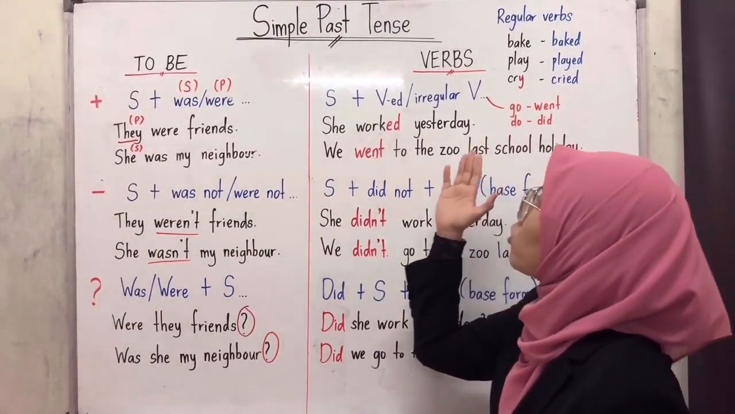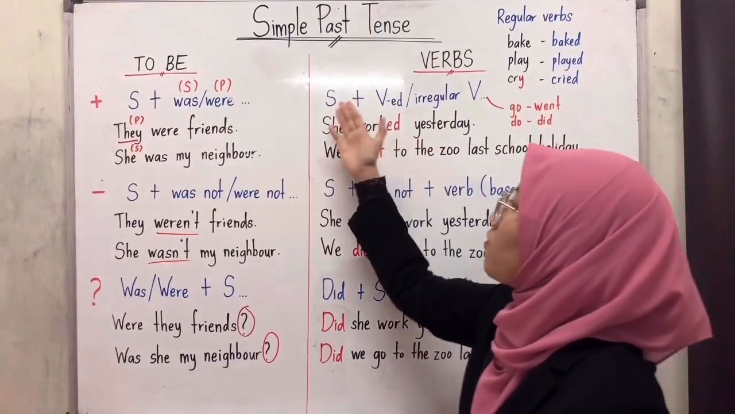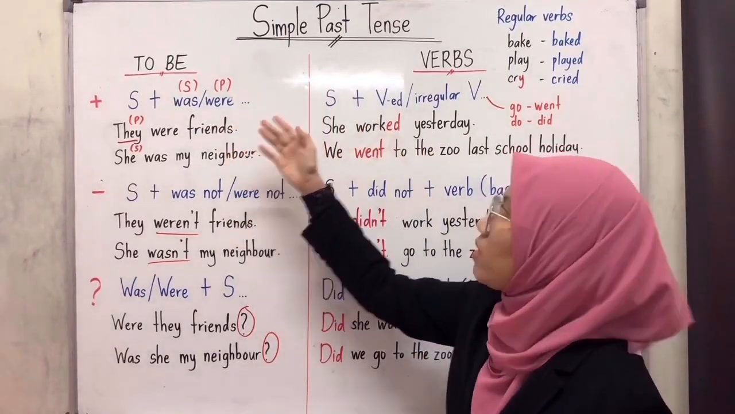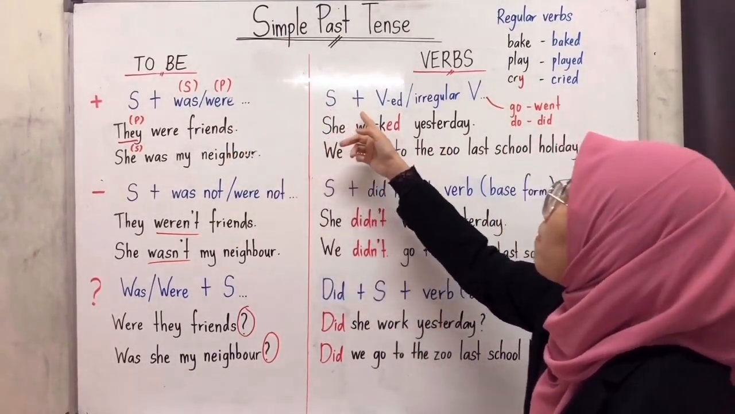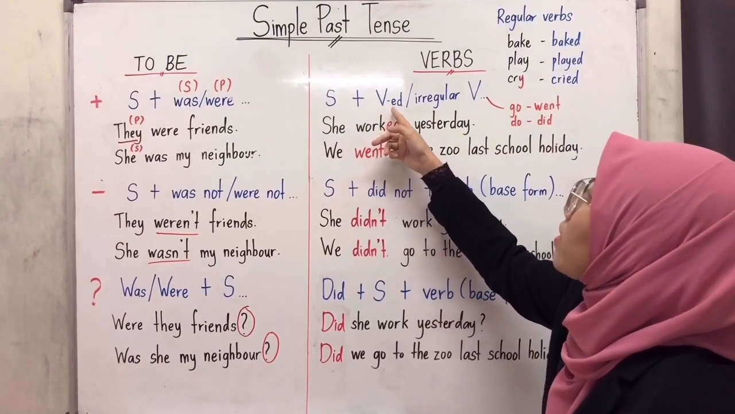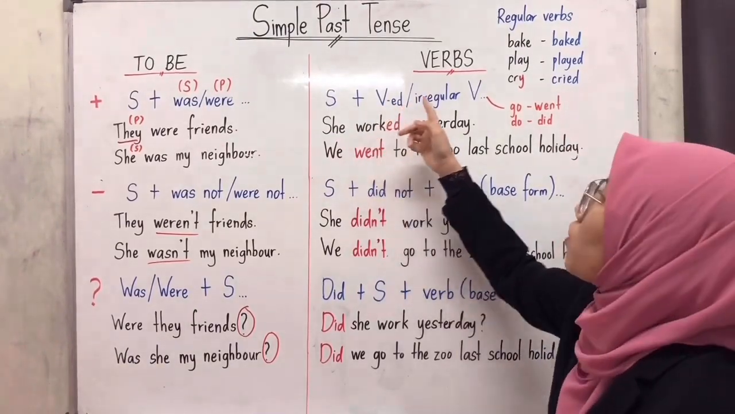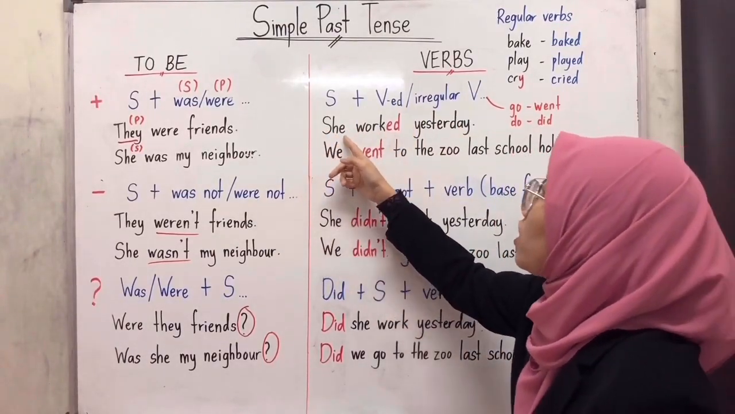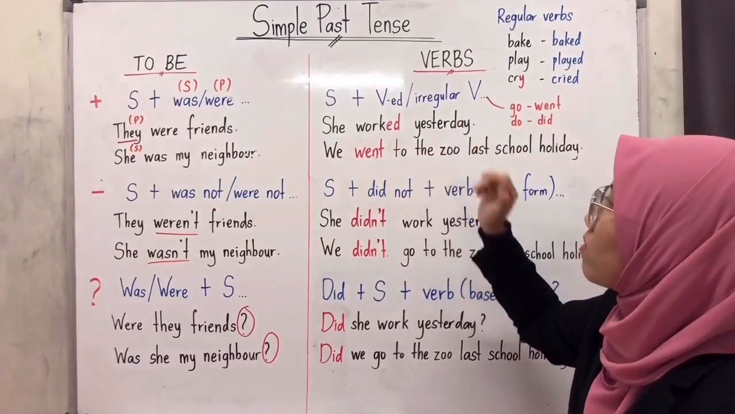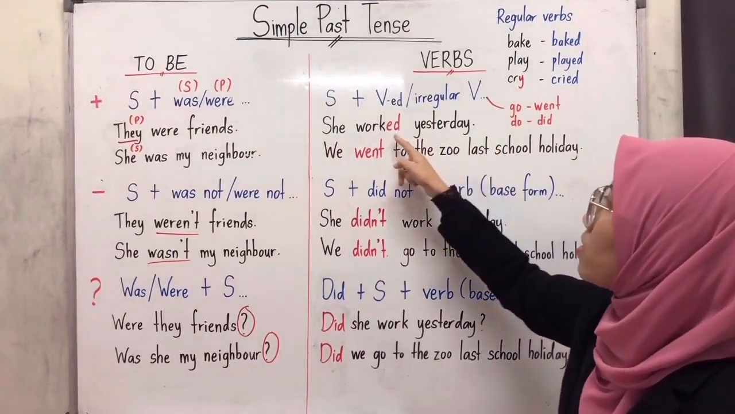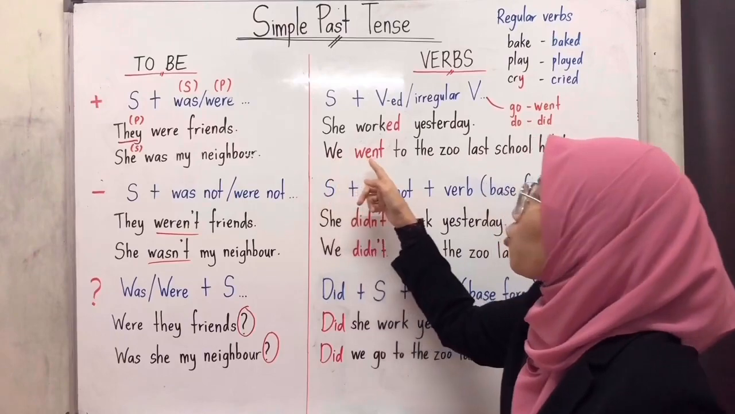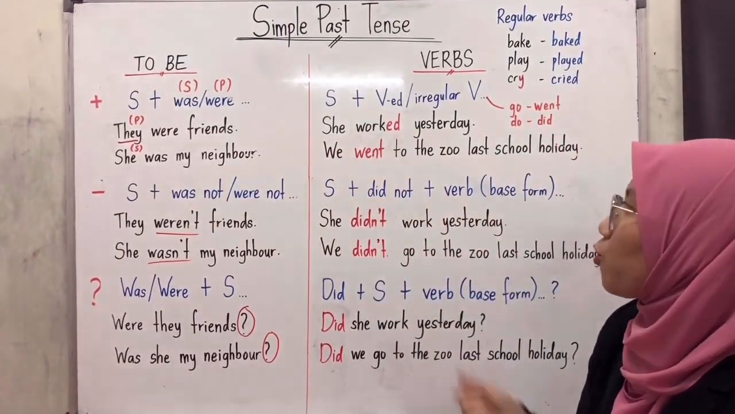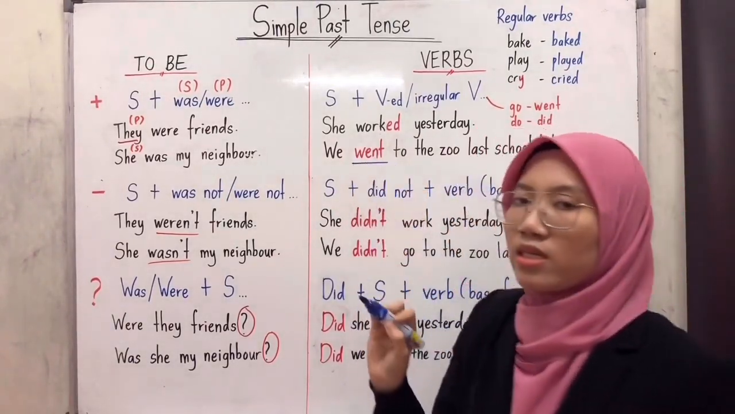For verbs of movement, in positive, negative and question statements, we follow the same rule as verb to be, but we use subject plus the verb, verb and ed for regular verbs or irregular verbs. For example, for regular verb, she worked yesterday. This is a regular verb. Second, we went to the zoo last school holiday. Went here is an irregular verb.